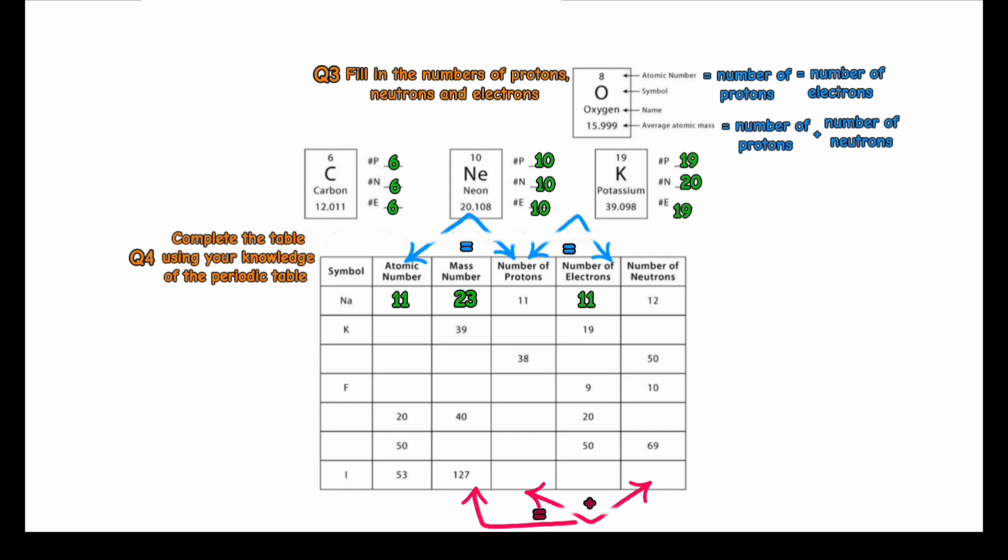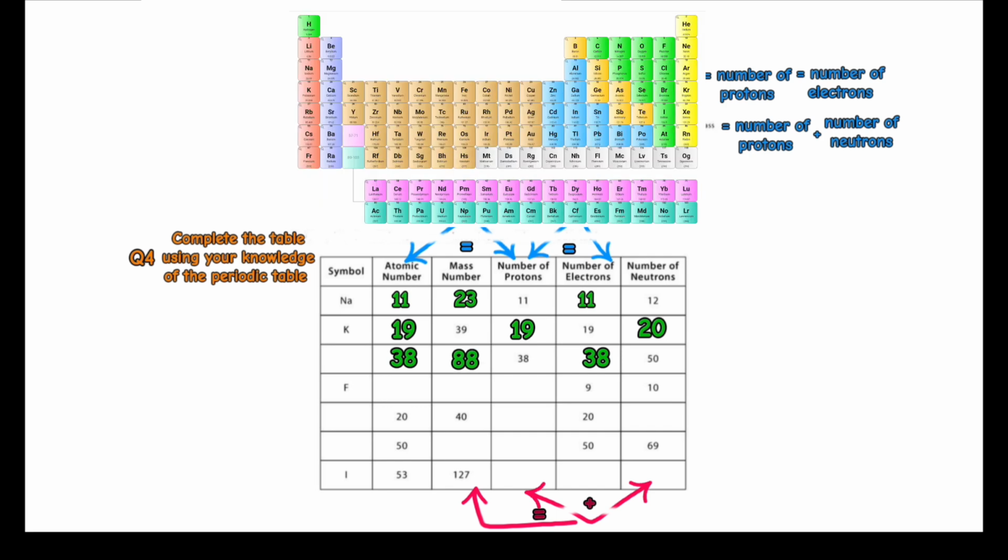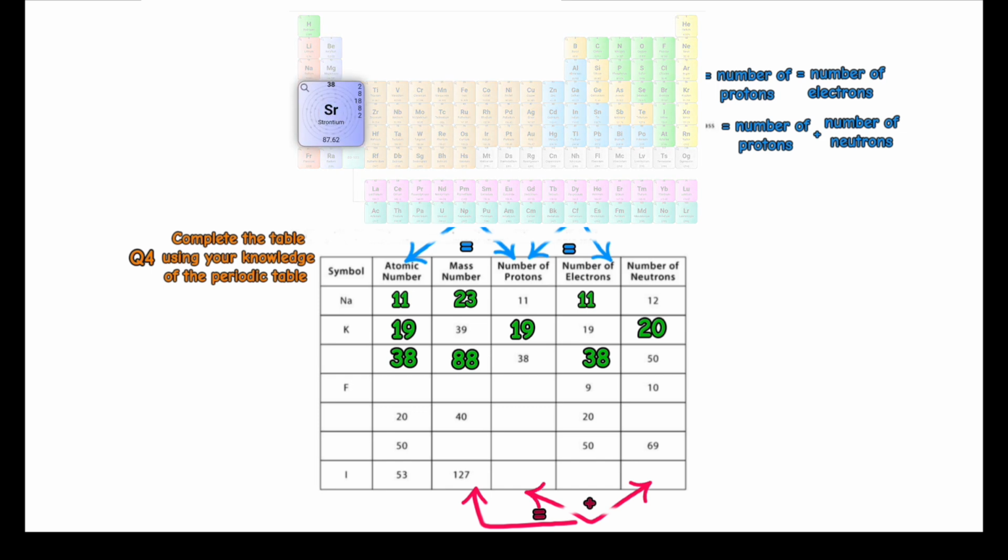For the potassium element, the atomic number and the number of protons is 19 because the number of electrons is 19. And because the mass number is 39 and the number of protons is 19, the number of neutrons is 20. For the next element, because the number of protons is 38, the number of electrons and the atomic number must be 38. And the mass number is the number of neutrons and protons, equal to 50 plus 38 equal to 88. From the periodic table, as we can see here, because the atomic number is 38, the symbol of the unknown element is strontium.